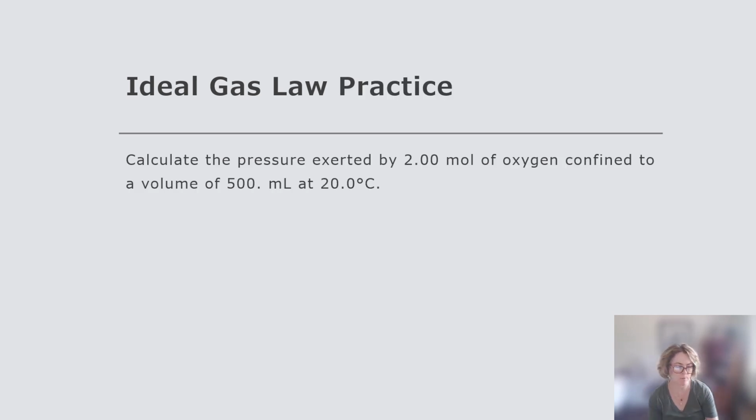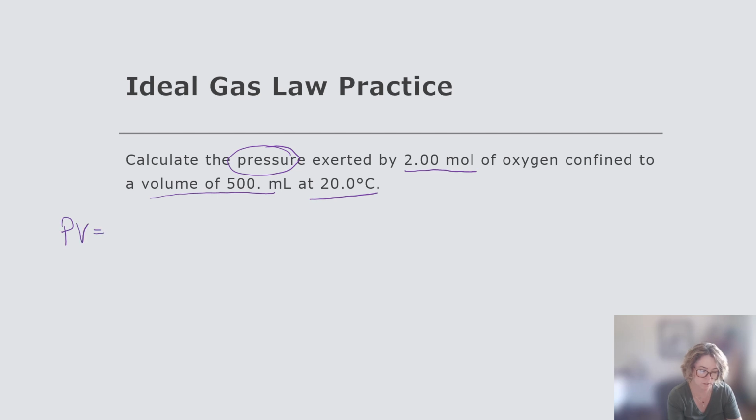So let's do an example involving the ideal gas law. Here I'm going to calculate the pressure exerted by 2 moles of oxygen that's confined to a volume of 500 milliliters at 20 degrees Celsius. Solving for pressure, so this is what I'm looking for. But I have been given one specific amount of moles, one volume, and one temperature. And so that tells me that I'm dealing with the ideal gas law. So I'm going to go ahead and write that out. I know this is the equation that I want to use.